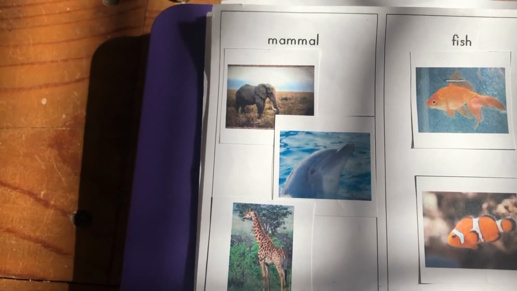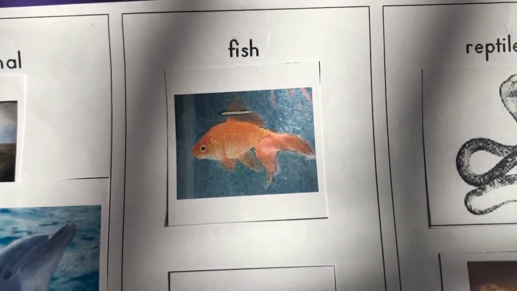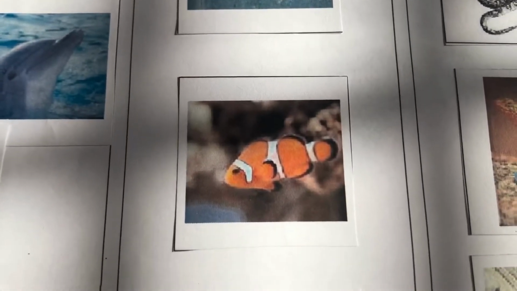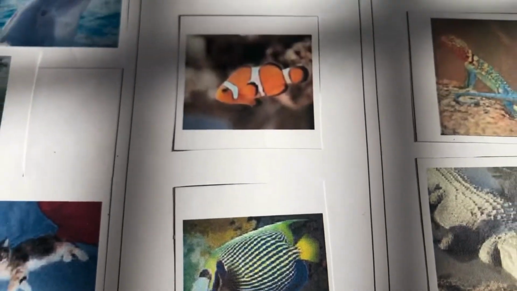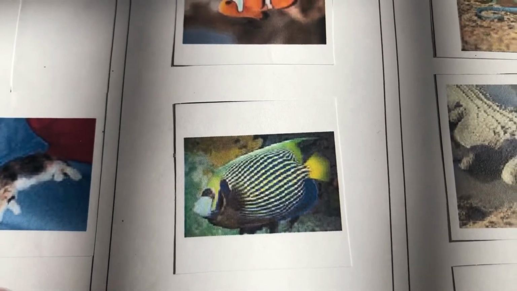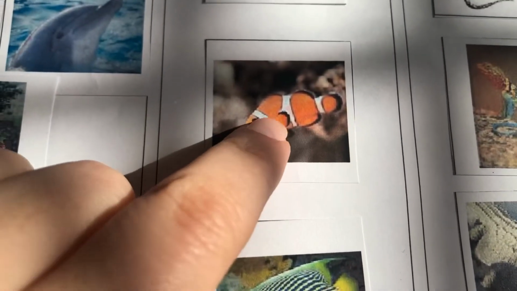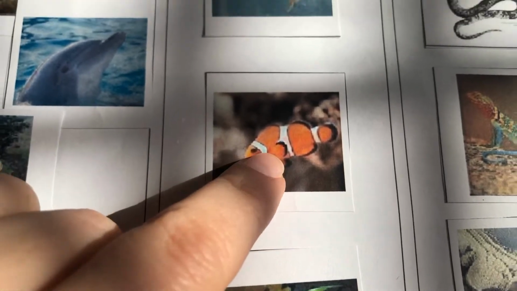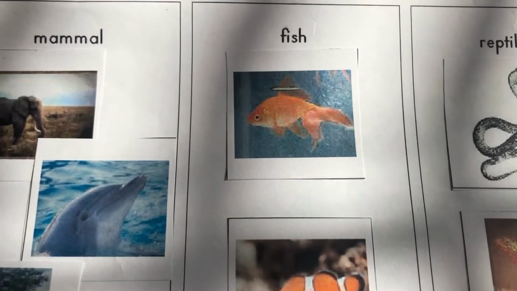Our next animal is the fish. So we've got different pictures of fish here. A physical feature on fish is their fins. They use their fins to swim. So as you can see, there's a fin up here. There's fins right here, on the top, on the bottom, right here, and down here.